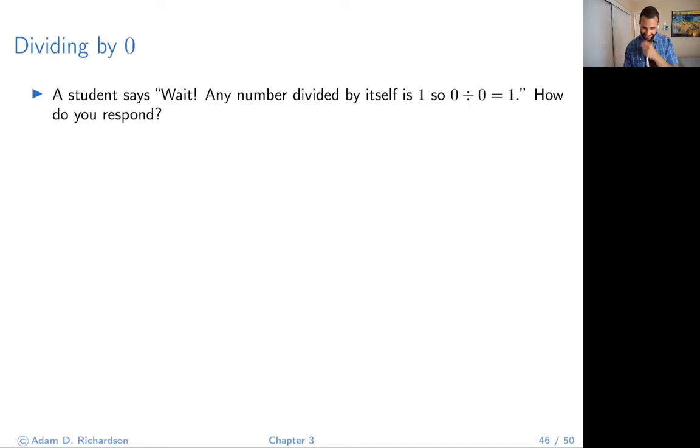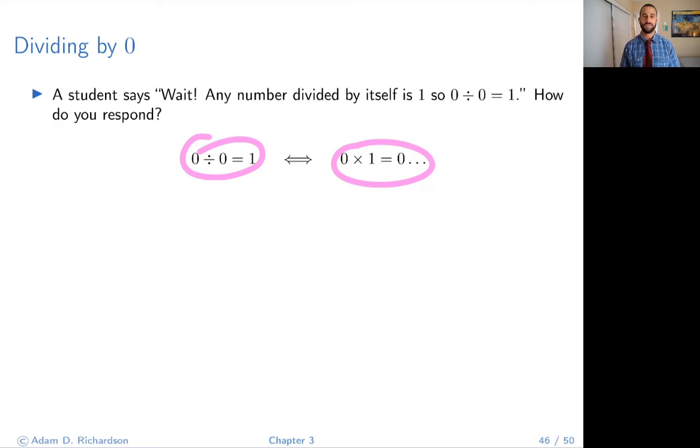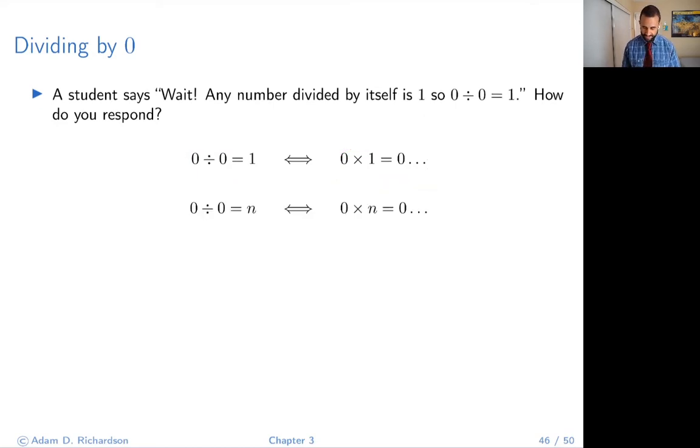And you're like, oh, okay, well, let me think about that for a minute. But luckily, you've been through MTED 110. And so you say, 0 divided by 0 is equal to 1 if and only if 0 times 1 is equal to 0. But 0 divided by 0 can be equal to any number, and this will still hold true. So once again, 0 divided by 0 is equal to any number. So it's not just equal to 1, it's equal to everything.